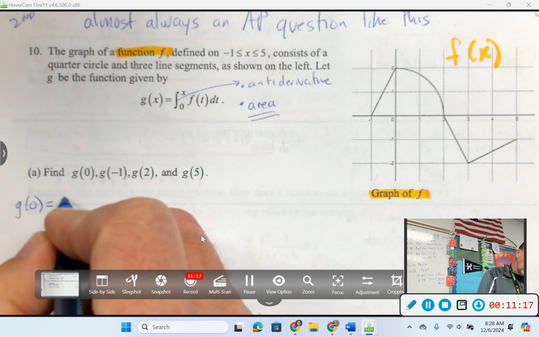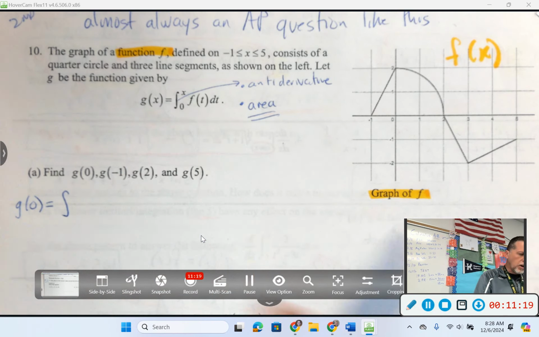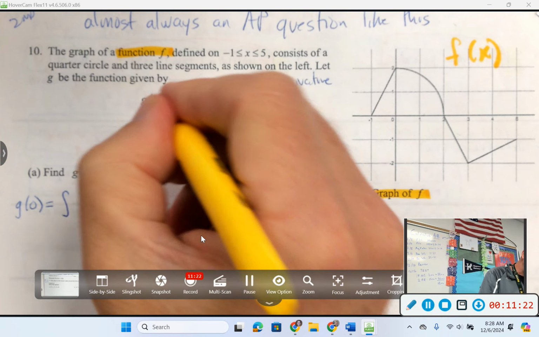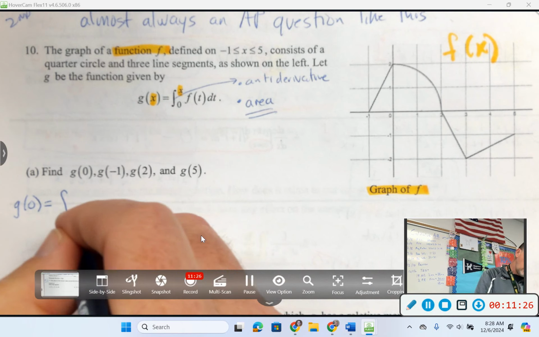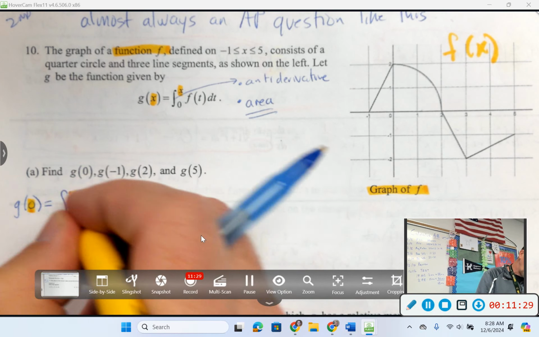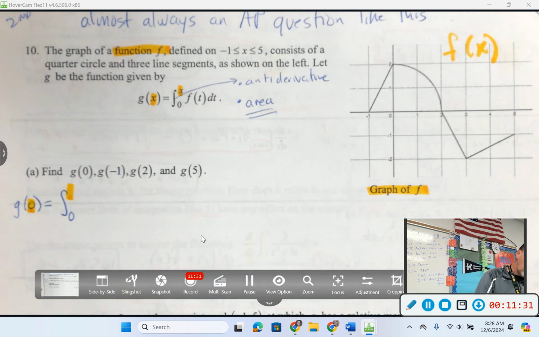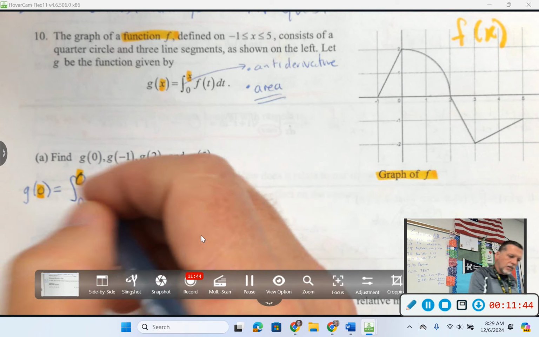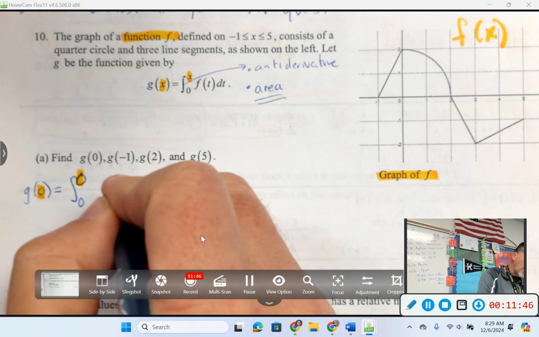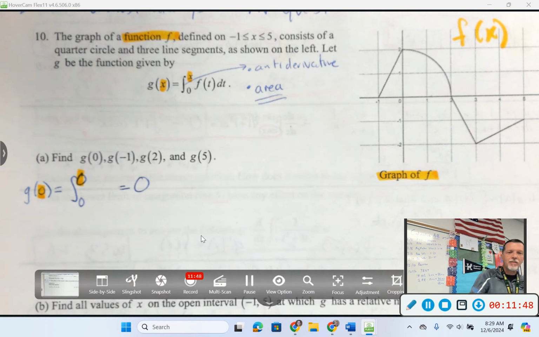Okay, g of 0. So g of 0, that just means wherever x is, you put an x in. So this input value goes at the top. What's this answer going to be before I write anything else? 0. Right? Area under the curve from 0 to 0 is nothing. So as soon as I write that, hopefully my brain is turned on and I realize, wait a minute, I don't have to do any more on that one. That's 0.